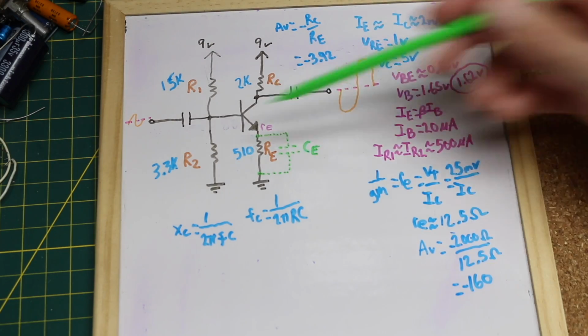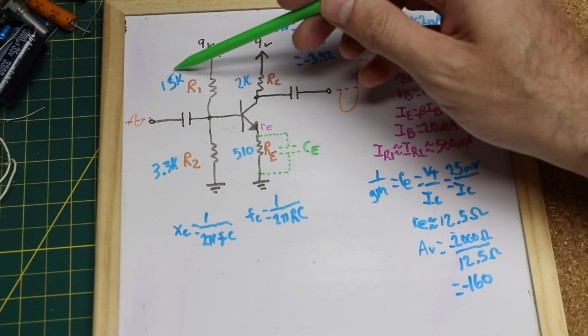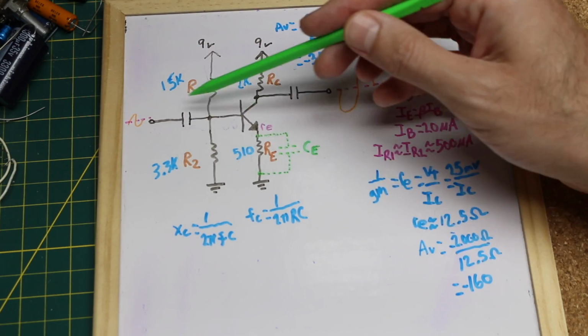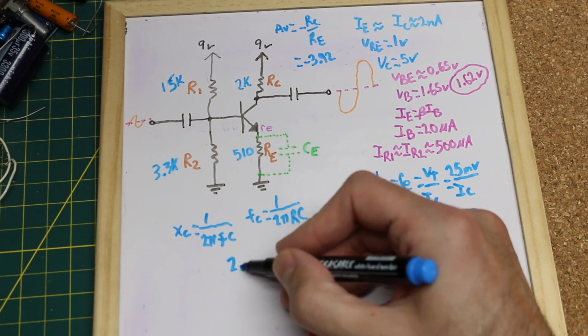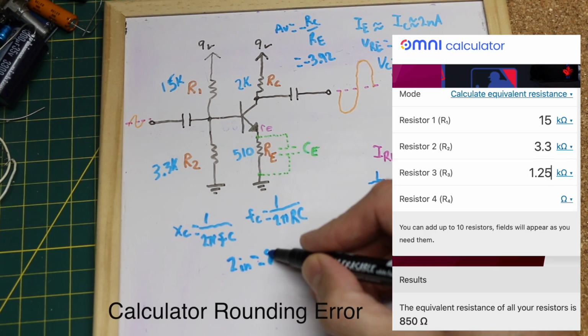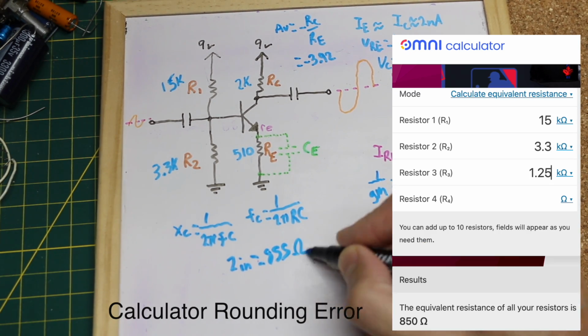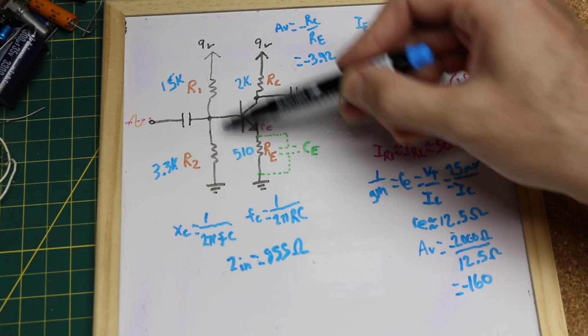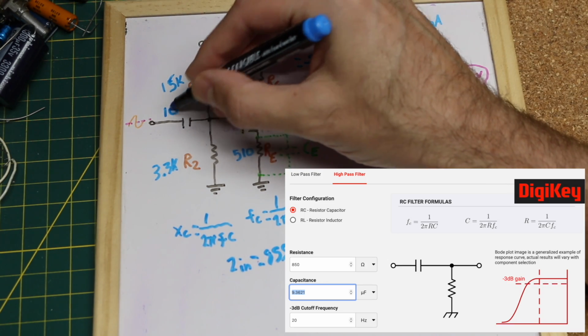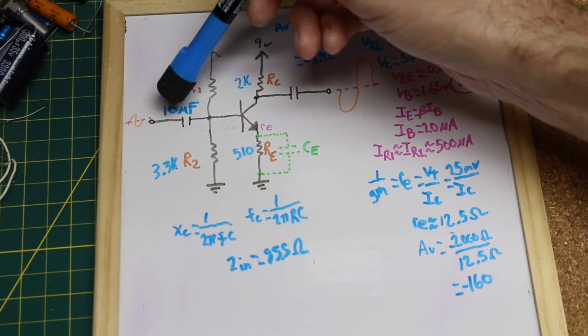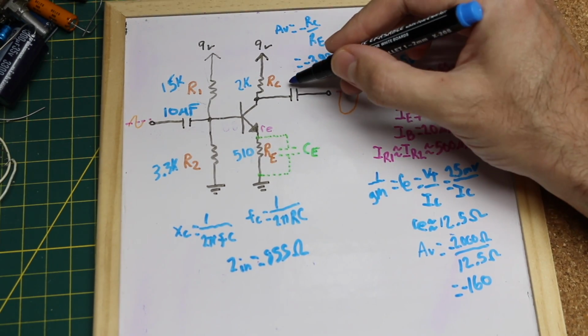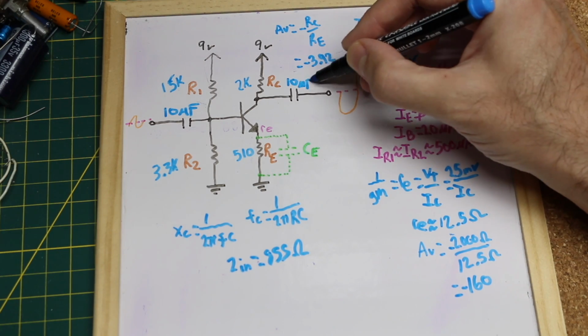And solve for a capacitor. So in this case, 15K in parallel with 3.3K in parallel with 1.25K. That'll give us around 855 ohms of input impedance. Now solving for C, that's close to 10 micro. And we wouldn't need that much capacitance on the output capacitor in this case, but we can still use it.